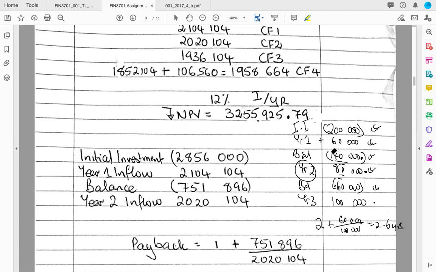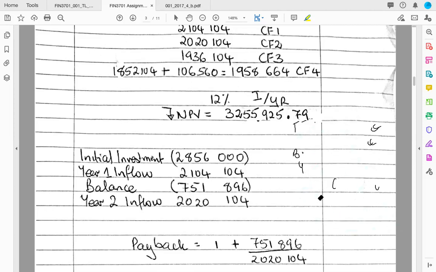So that same approach can be used in this question that we're doing to calculate the payback. Initial investment is 2,856,000. Year 1 inflow is this amount, 2,104,104. If we say minus 2,856,000 plus 2,104,104, we get 751,896 as the balance.